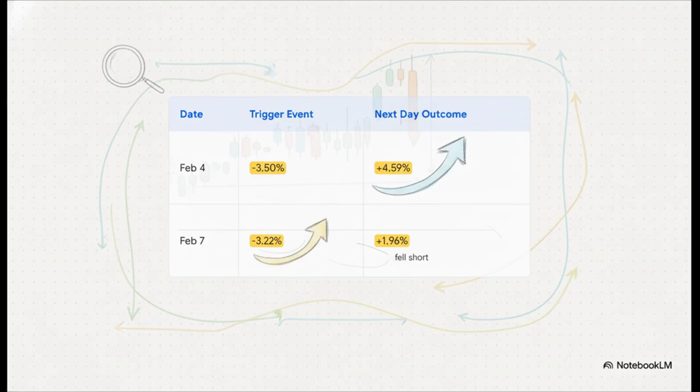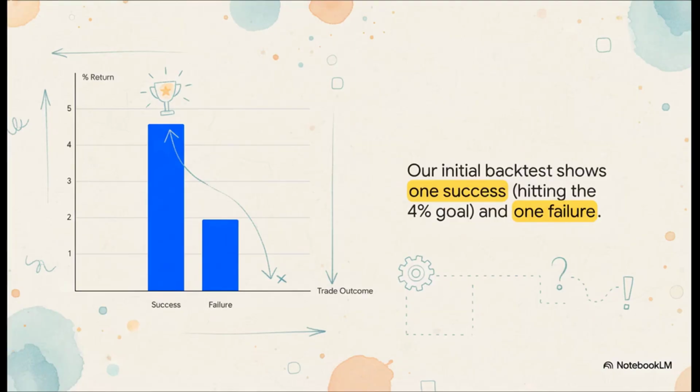That's a perfect win. But then look at February 7th. It dropped over 3% again. But the next day, it only recovered about 2%, falling short of our 4% goal. This chart really visualizes those early results. 1 clear success and 1 failure. And here's the key takeaway. Your first test is almost never going to be perfect. And you know what? That's totally okay, because those imperfections lead us directly to the next critical step.